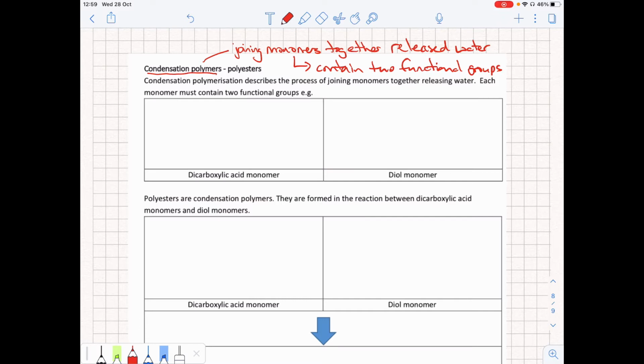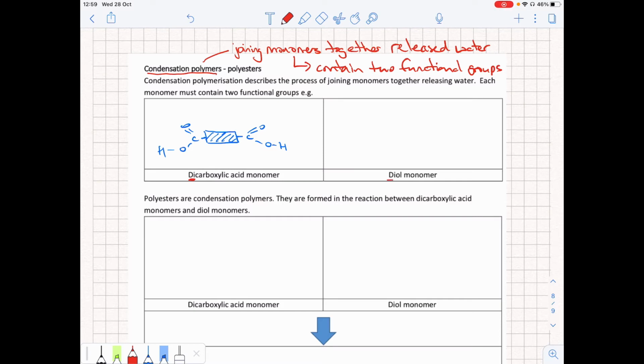So let me show you exactly what this is. Here we've got a dicarboxylic acid. So in terms of how this is going to look, I'm just going to change pens here a minute. Imagine this is the central part of your molecule. It could be anything at all in the middle. On the end, you will have a carboxylic acid group. Because it's a dicarboxylic acid, on the other end, you will also have a carboxylic acid group. So it's a dicarboxylic acid monomer.